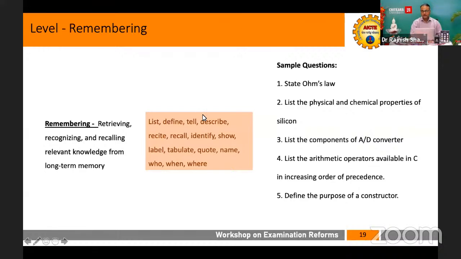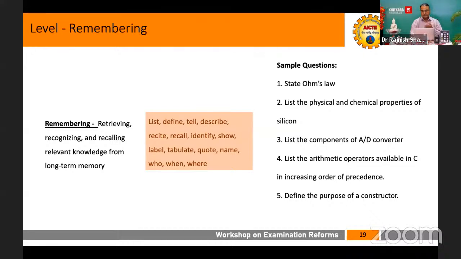Likewise, some sample questions have been written. Only 5 odd questions have been shown here in this particular slide. But simultaneously, I would encourage you to go through the AICTE examination reforms booklet also, a very wonderfully prepared book, where you'll find many more questions relating to different levels of Bloom's taxonomy. And you'll be able to get more idea of what kind of questions should align with different levels of Bloom's taxonomy. State Ohm's law, list the physical and chemical properties of silicon.